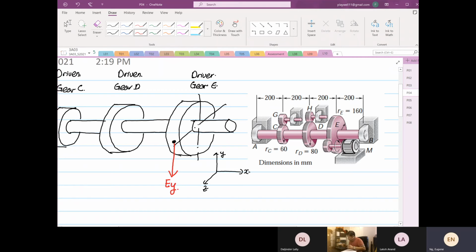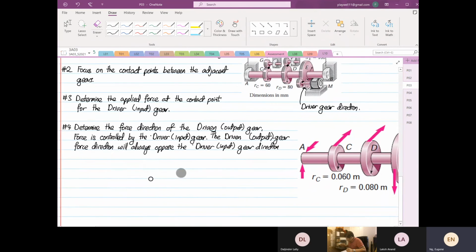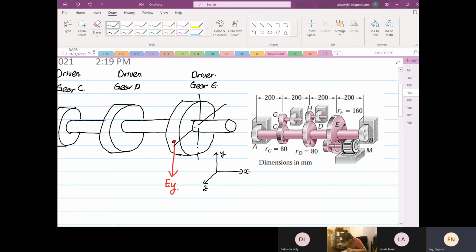So why is it over here? Because why is this point over here? Because it's the contact, right? So this one, we apply the contact rule. Let's not put the rule. So this is due to contact. Why is it here? It's due to contact with the adjacent gear.